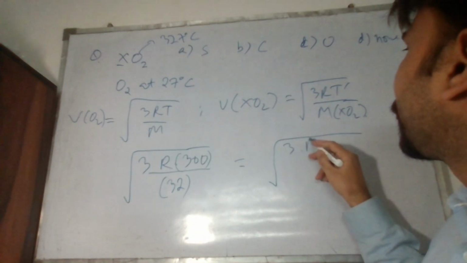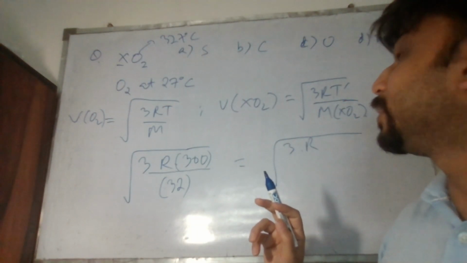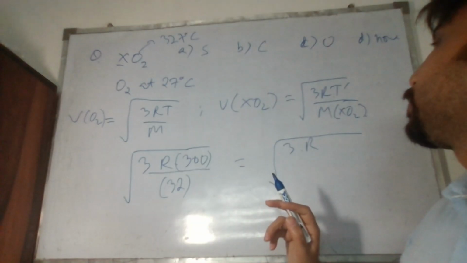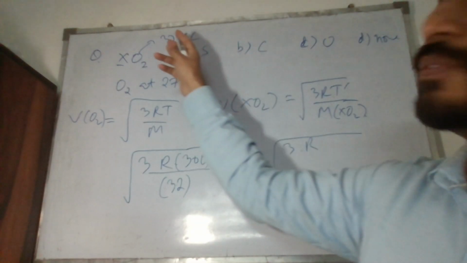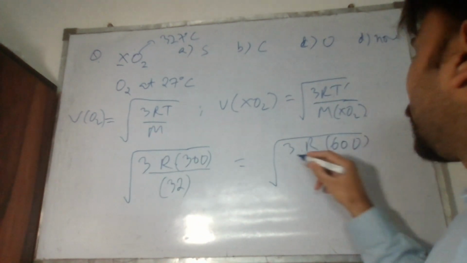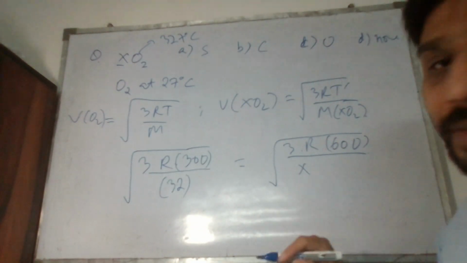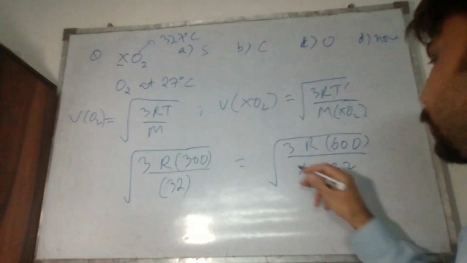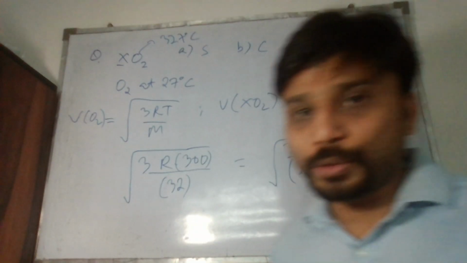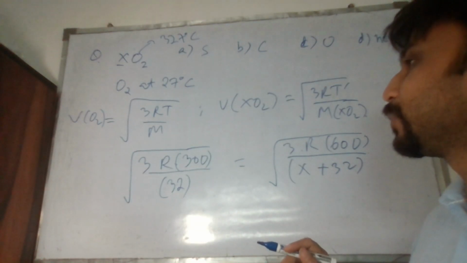Then we have the temperature. Temperature of XO2 is 327 degrees Celsius. So 327 plus 273, that we have to add up. So it will be 600 kelvins divided by molar mass of XO2. So let's say molar mass of X is X only and molar mass of oxygen we know as 32. So these two RMS speeds are going to be equal as per the question. So we have to figure out what is the molar mass of X.